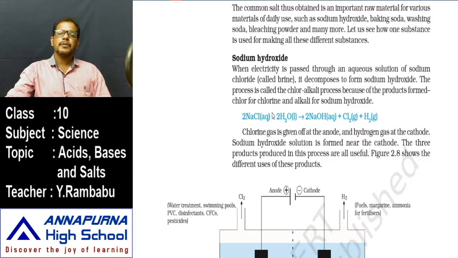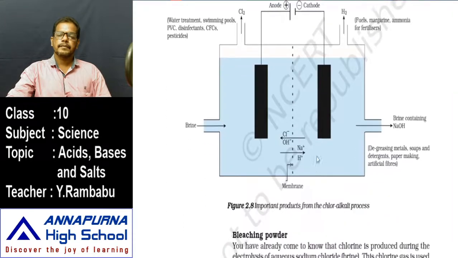In this, chlorine gas is produced. That's why it is termed chlor. And sodium hydroxide is another product. Sodium hydroxide is a base which dissolves in water. We know a base which dissolves in water is called an alkali. That's why this process is called the chlor-alkali process. It is very, very important. Students, remember this point very carefully.